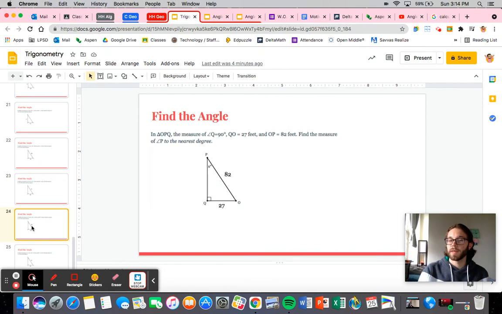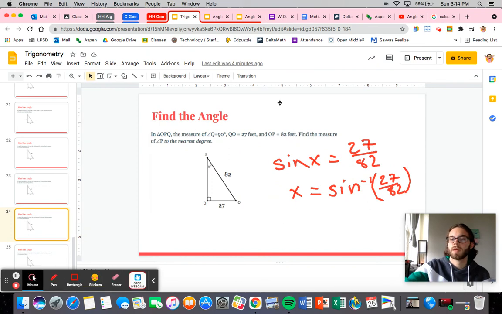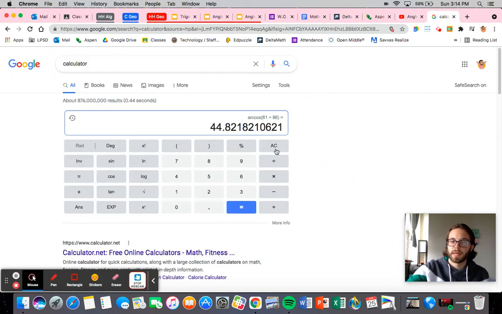And naturally, we do have the last one. So we have the opposite and the hypotenuse. So you are dealing with sine. Sine of x is equal to 27 over 82. All right. So that means x is equal to sine inverse, or arc sine, 27 over 82. Okay. So if I plug that in, 27 divided by 82. That'll give us an angle of 19 degrees.